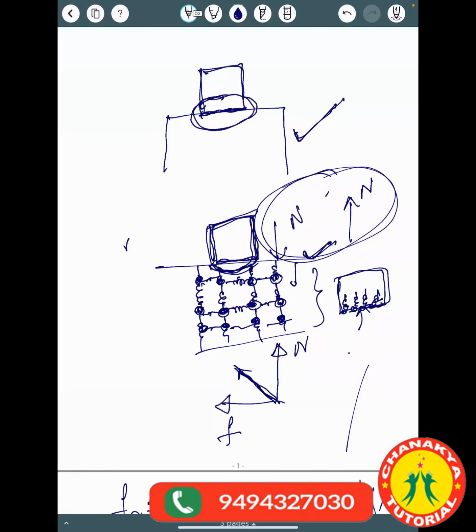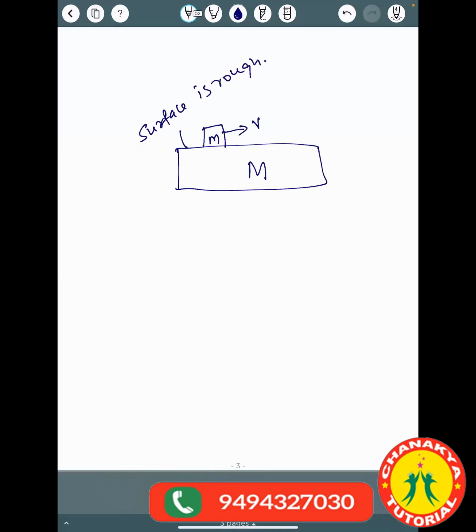All right, guys. Always see the objects as I explained, microscopically. Let us say I have one block of mass capital M and another block of mass small m. This surface is rough, that means there is friction. If this is moving in this direction with velocity v, what will be the direction of friction on capital M?